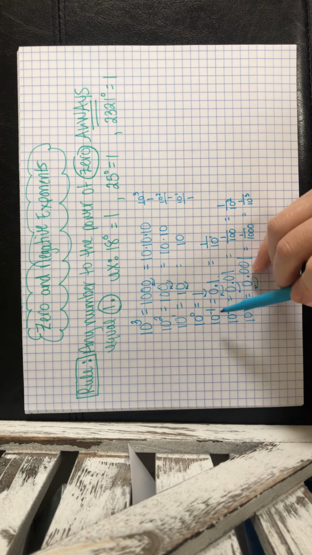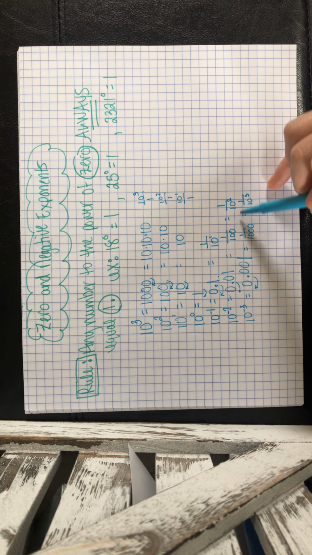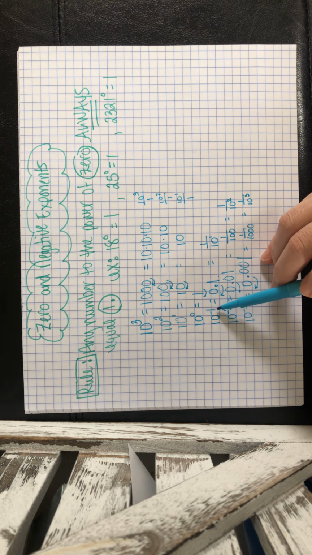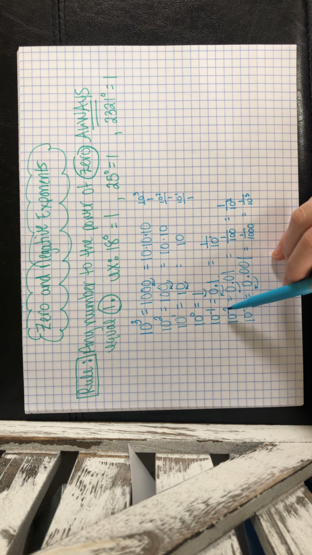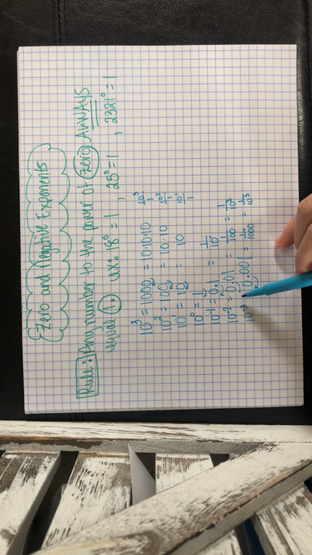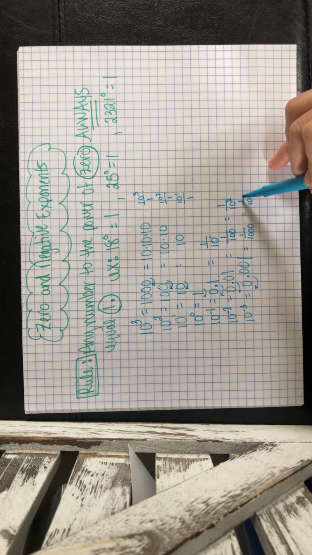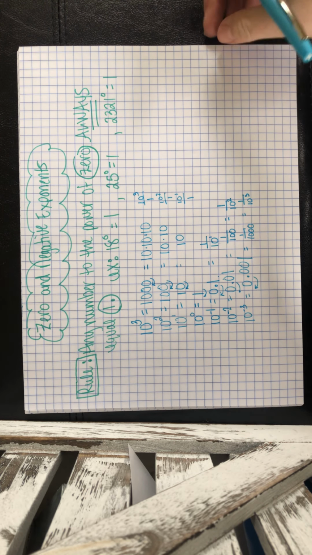So when we have a negative exponent, you make it the reciprocal and make your exponent positive. So 10 to the negative first becomes 1 over 10 to the first. 10 to the negative second becomes 1 over 10 to the second. 10 to the negative third becomes 1 over 10 to the third. So you just make it the reciprocal, make your exponent positive.